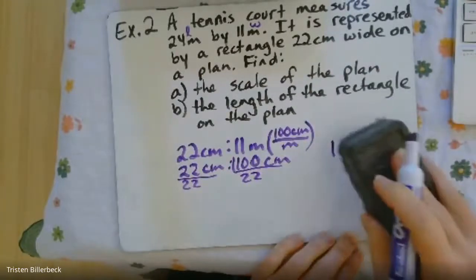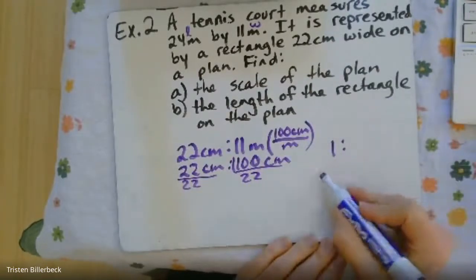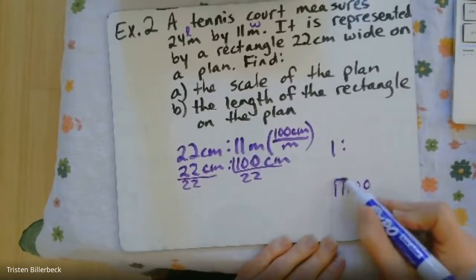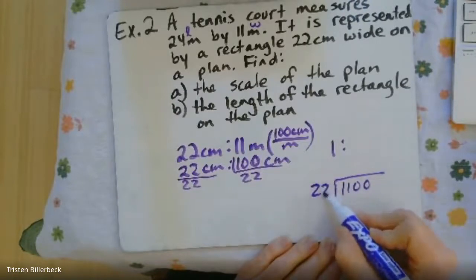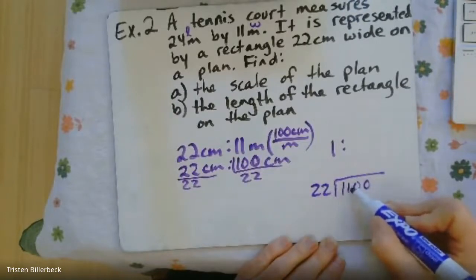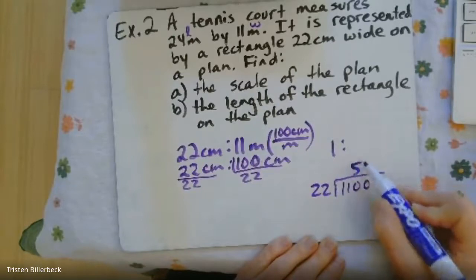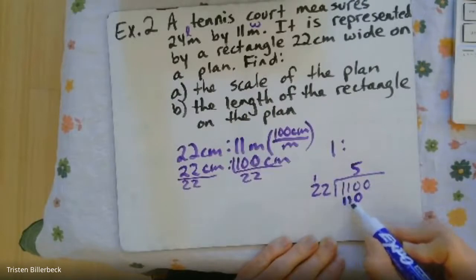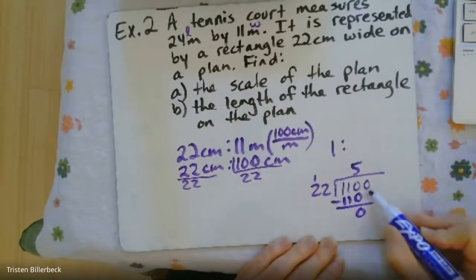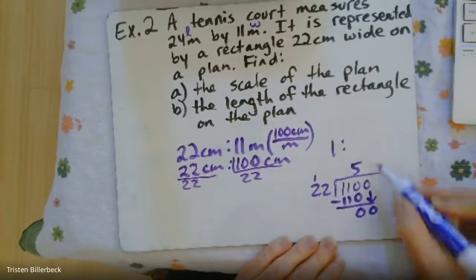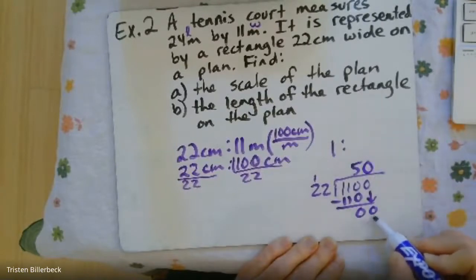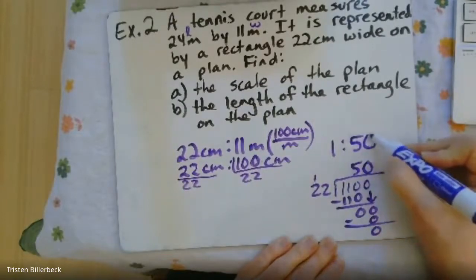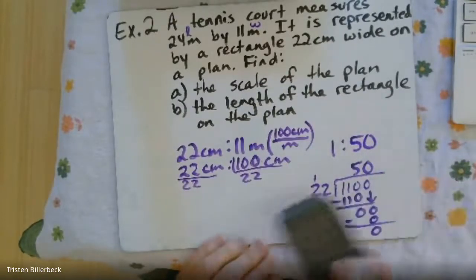let's do long division here using the dry erase calculator. So top dog goes in the house, so we have 1,100, and we're dividing by 22. So there are 5 22s and 1 10, so that's 10 and 11. We drop the 0 down, and there's 0 22s in that, so we have 0. So this is 1 to 50. So that would be our scale.